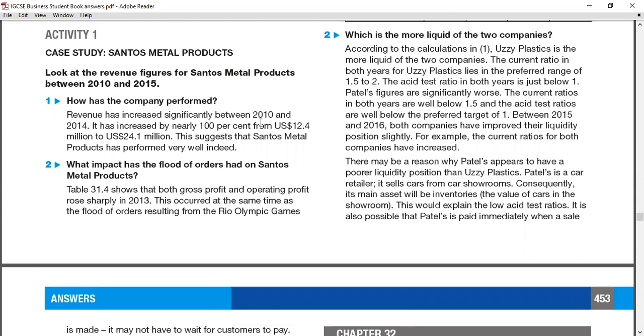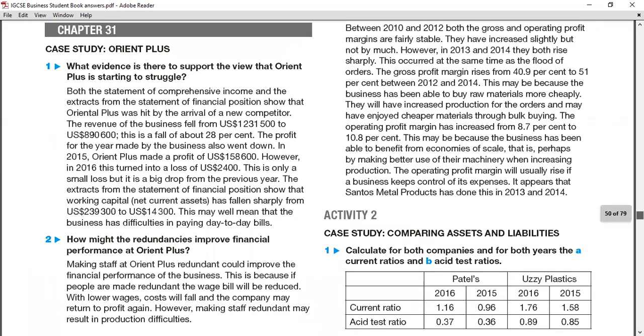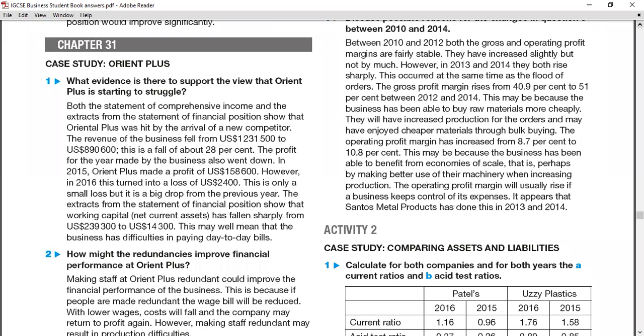And the second question they're asking: what impact has the flood of orders had on Santos Metal Products? So the table is another source of facts and figures, and you link to the table. Sometimes in an examination it can be a figure 1, figure 2 like that. So according to this figure, both gross profit and operating profit rose sharply in 2013. This occurred at the same time as the flood of orders resulting from the Rio Olympic Games, right? Because of the Rio Olympics, the main fact is that an international event was happening at that time.